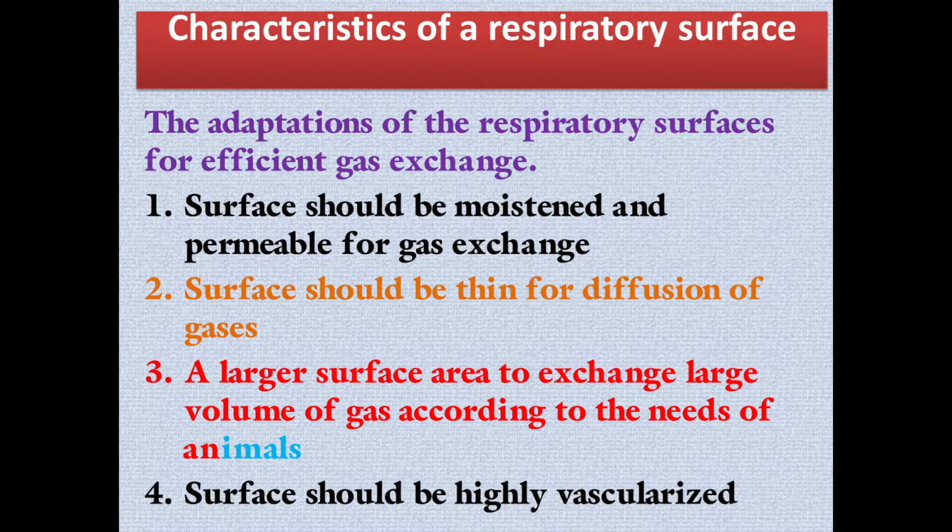For the exam purpose, it is compulsory to know the characteristics of a respiratory surface. The surface should be moistened and permeable for gases. The surface should be thin for diffusion of gases. A large surface area should be there for efficient exchange, and the surface should be highly vascularized.